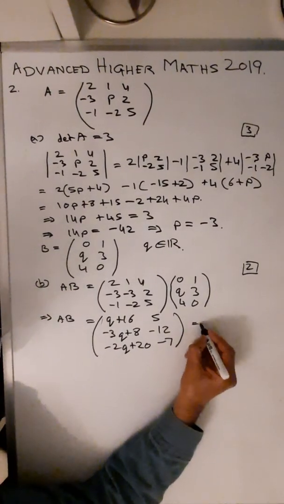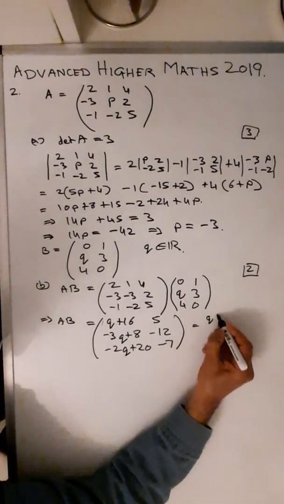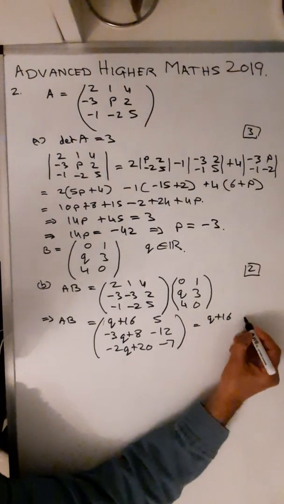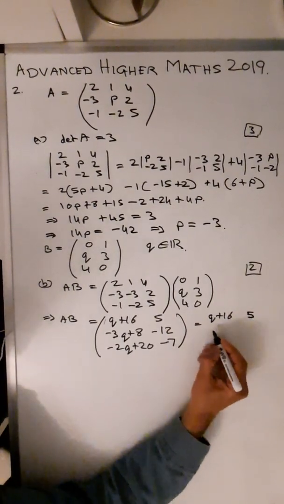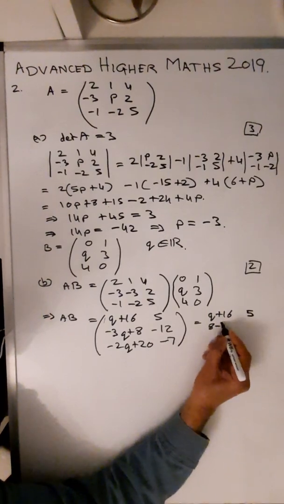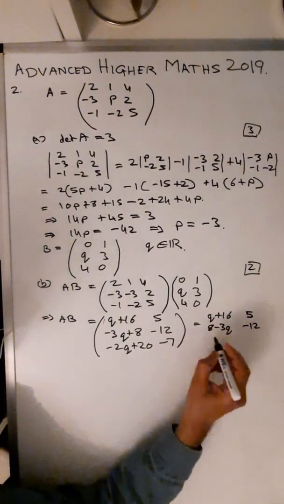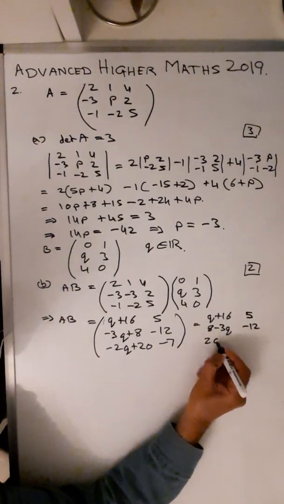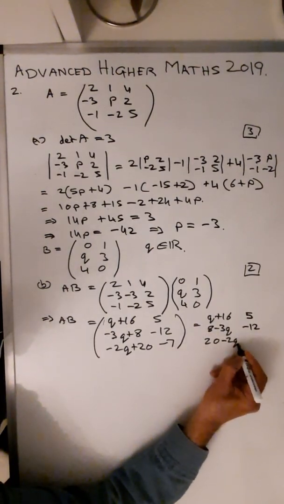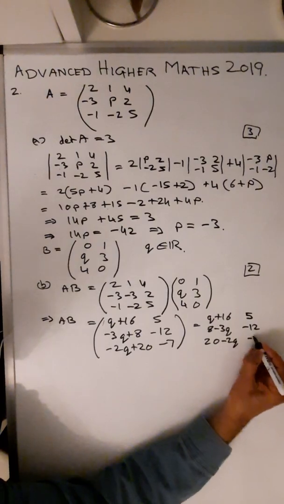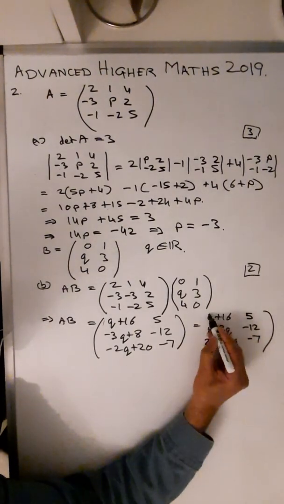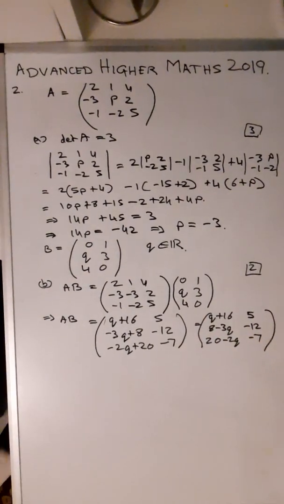Just rewrite it to make it clearer. Q plus 16, 5; 8 minus 3Q, minus 12; 20 minus 2Q, minus 7. So that's it there. That is AB.